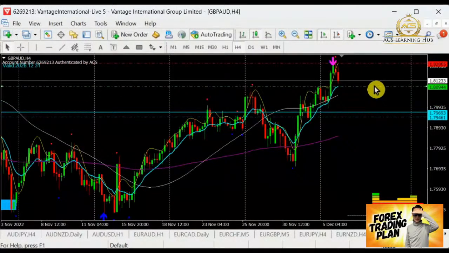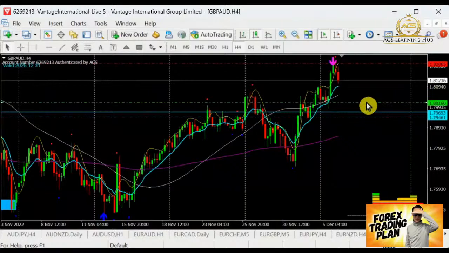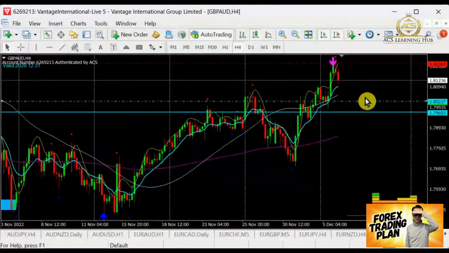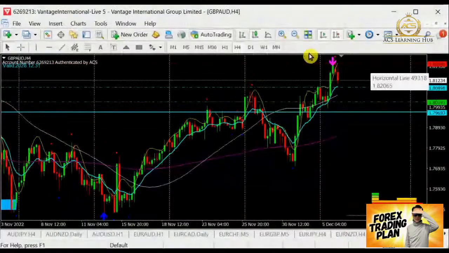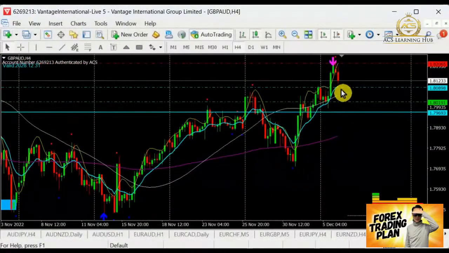We have one more support here, which is actually very near. Okay, we have one support over here. This is a concrete support over here. So over here is a higher lows area. So this one may hit here and continue to buy.